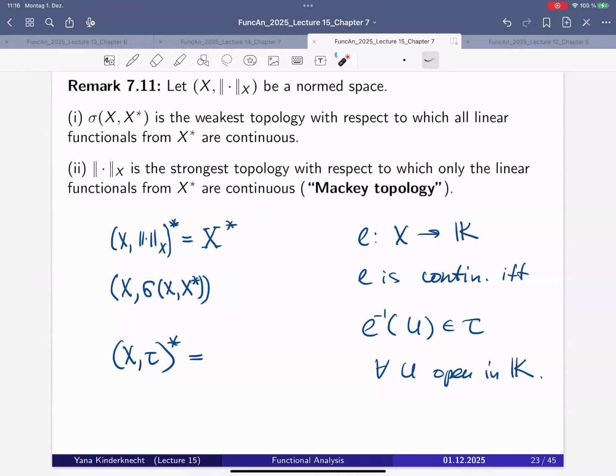Okay? Yes. And now the statement is that for these two topologies, for this one and this one, a miracle occurs in the sense that in the case of an infinite dimensional space, this topology is strictly weaker than this topology, but the topological dual is exactly the same. So this one.